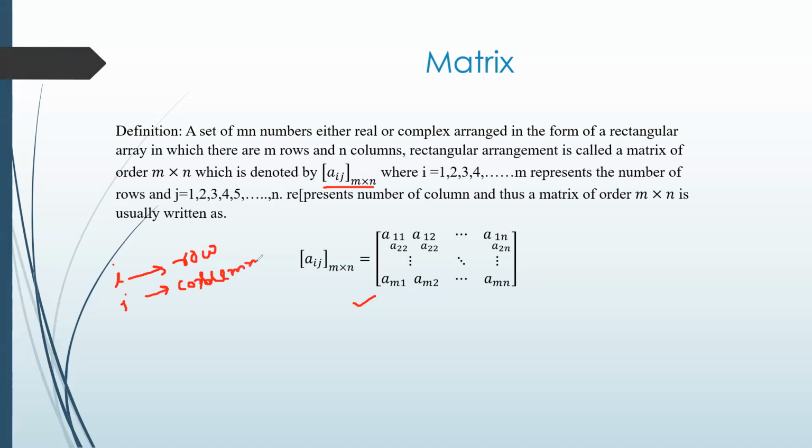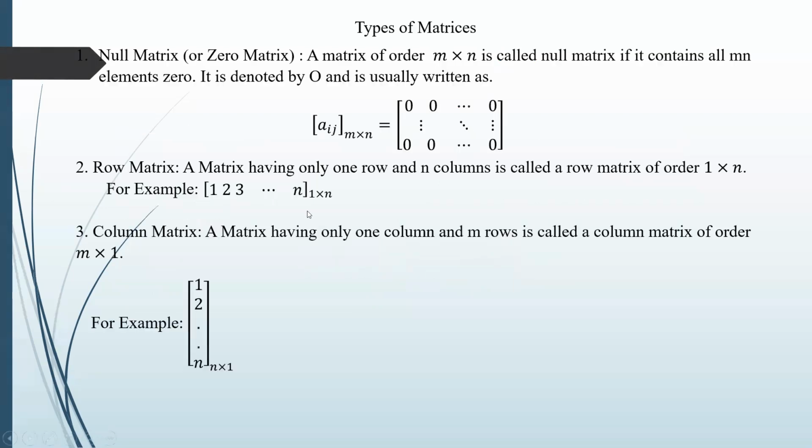So here this is an m by n matrix. The first element is a11. It means first row and first column. This represents the elements of the first row and first column. Okay, so this is the representation of a matrix. I think you got what is a matrix. Is that clear? Now we go for types of matrix.